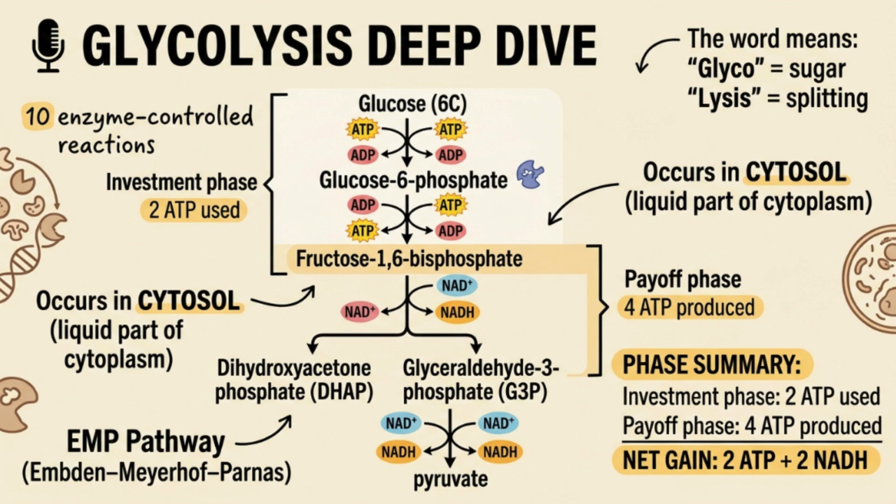There are two phases, an investment phase, where 2 ATP are consumed, and a payoff phase, where 4 ATP are produced. Net gain is 2 ATP plus 2 NADH. The beautiful thing about glycolysis is it requires absolutely no oxygen. It's the ancient, universal, oxygen-independent energy pathway that all organisms use.